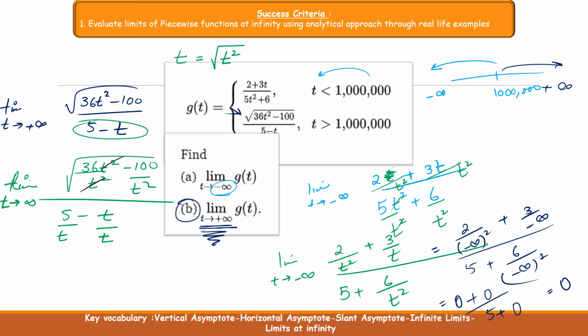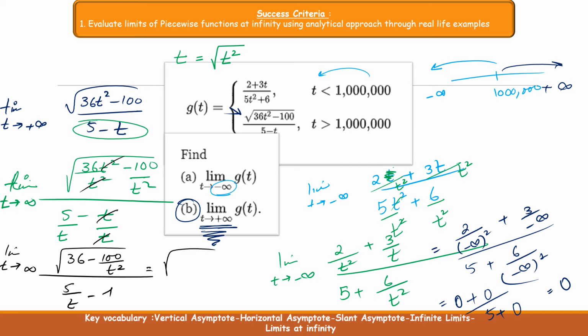t squared cancels, t and t cancel. Now what will we get? We will get square root of 36 minus 100 over t squared, divided by 5 over t minus 1. Apply the limit. So we will get 36 minus 100 over infinity, over 5 over infinity minus 1. Do not skip the steps. We will get 36 minus 0 divided by 0 minus 1. So the answer is negative 6.